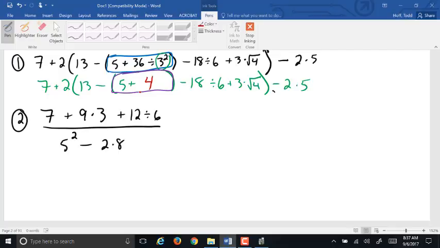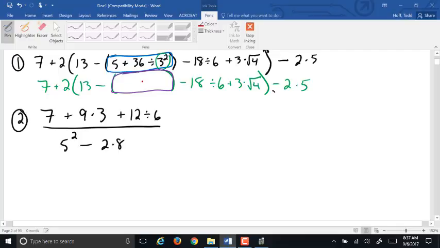Now all that's left inside that inner parentheses is the addition. 5 plus 4 is 9. Now that parentheses has been reduced to a single number. So I don't need the parentheses in there anymore. Now there are operations on both sides of it, so I can just take the parentheses out, and that's it. We're good. Now we're back out to this larger set of parentheses.